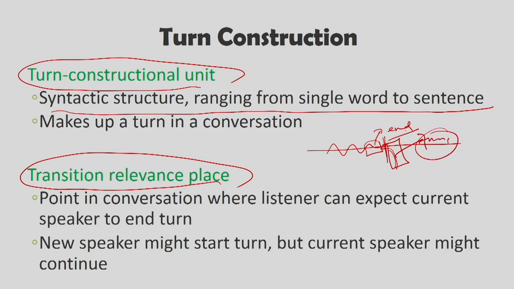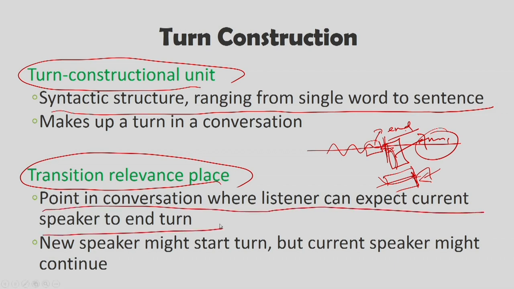And so, what is it? A transitional relevance place is basically a point in the conversation where the listener can expect the current speaker to end a turn. It is that point in a conversation which is marked by a turn constructional unit, and this place marks the end of a sentence, and the next speaker may start. New speakers might start a turn, but current speakers might also continue.